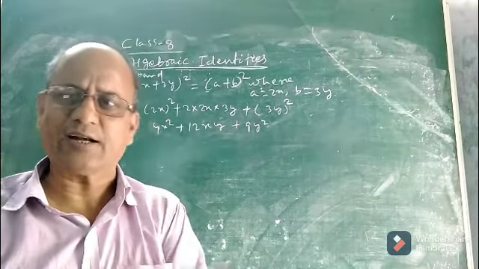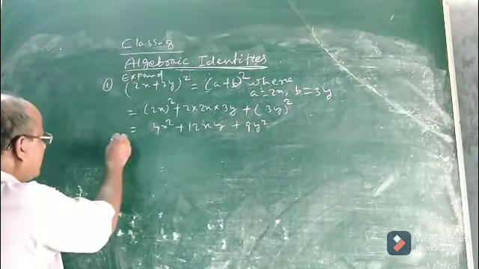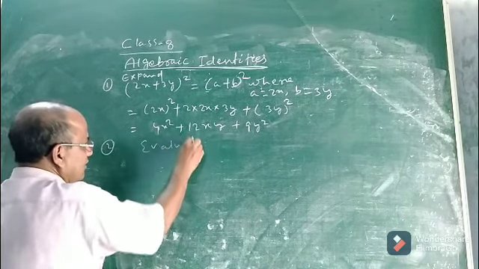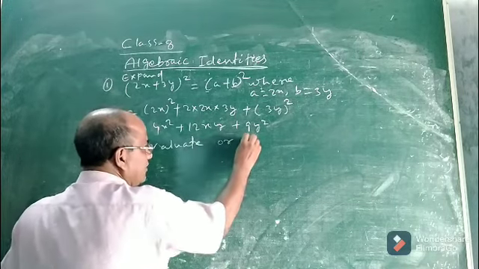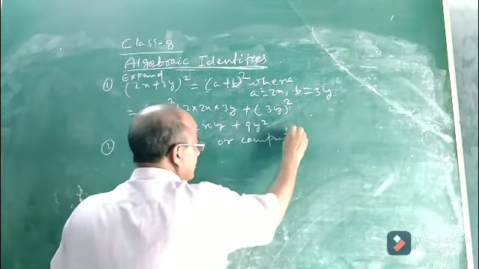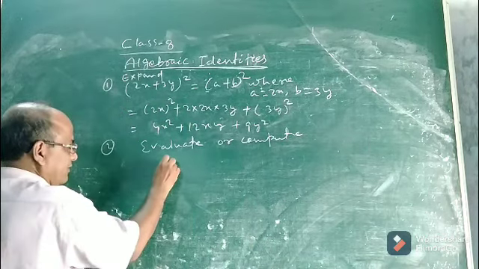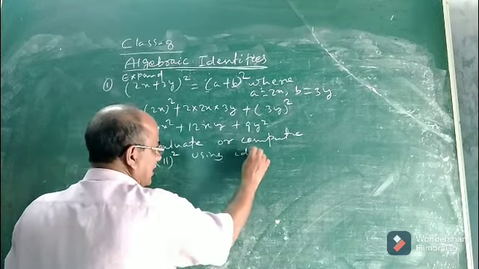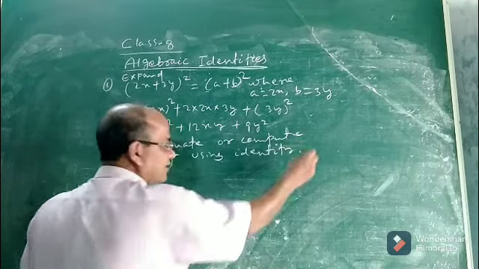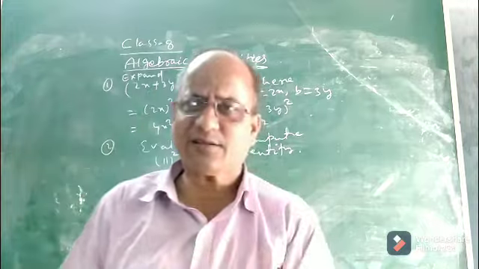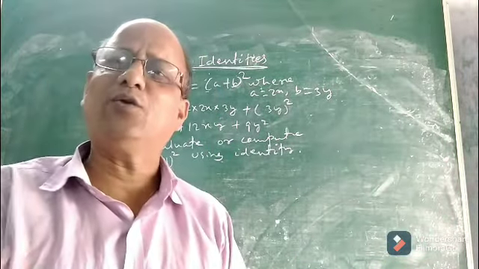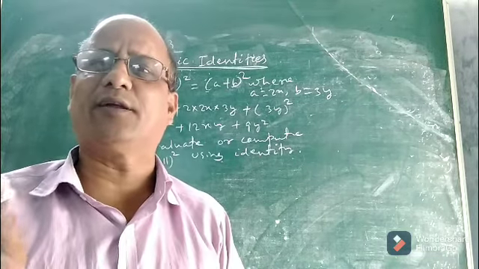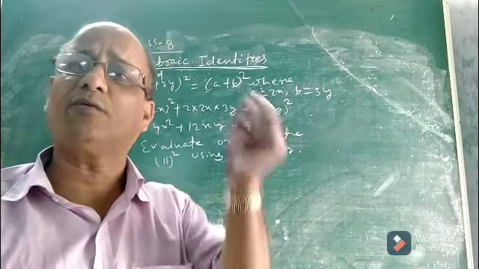Then what is the next application? Let me give you another example. Suppose you are asked a question: evaluate or compute the square of 11 using identity. Children, it is a very simple question. If anyone asks you to evaluate 11 square, you can do it directly also by multiplying 11 two times. It will be 121, that everybody knows. But here the instruction is you have to use identity.